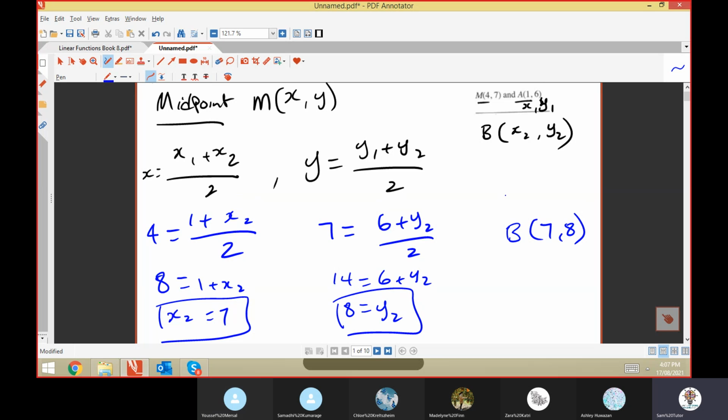So halfway between 1, 6 and 7, 8, it becomes 4, 7. That's the logic there, and that's the math, the working out for it. Now I understand.